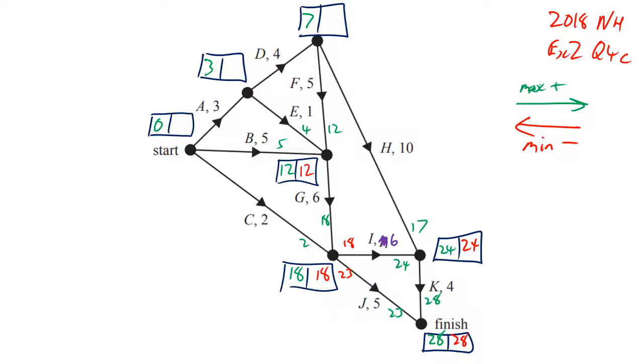18 minus 2 is actually 16, but I'll leave that for the moment. Let's go all the way back up to the top. So along H, you've got 24 minus 10 is 14, but coming from this middle dot up, we've got 12 minus 5 is 7, so I choose the 7. 7 comes down, minus 4 is 3.